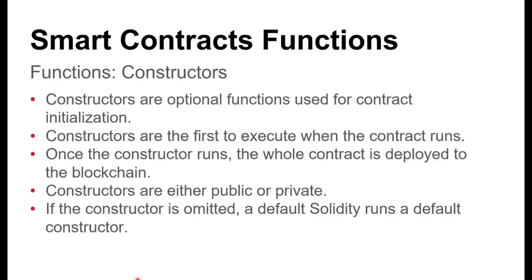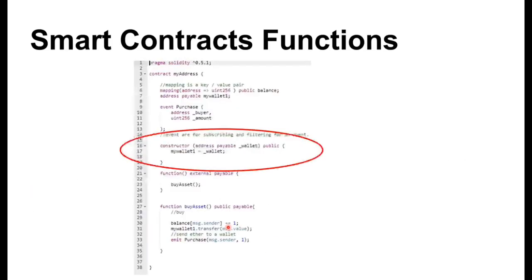Once the whole contract is deployed to the blockchain, constructors are either private or public. And if we don't have a constructor, Solidity has a default or an implied constructor. So we can see here how a constructor is declared. And again, this is for initialization.